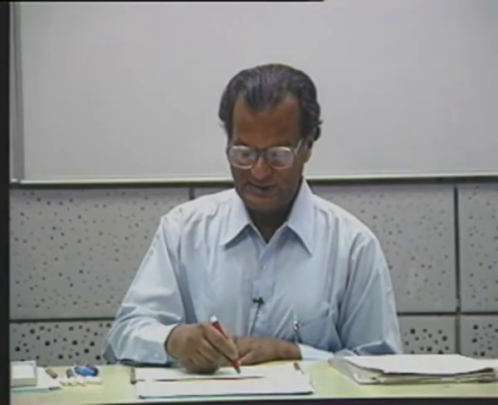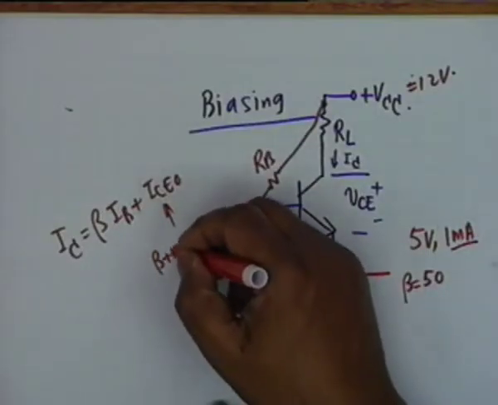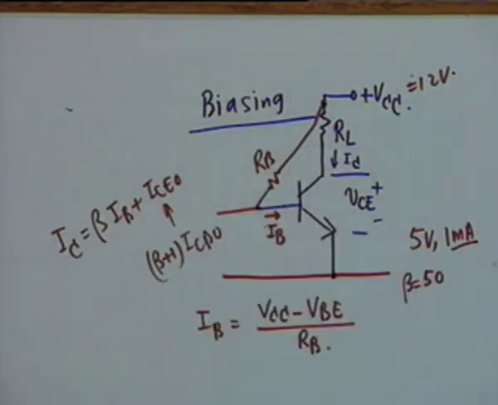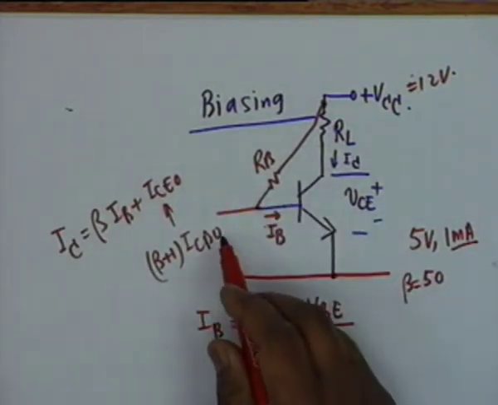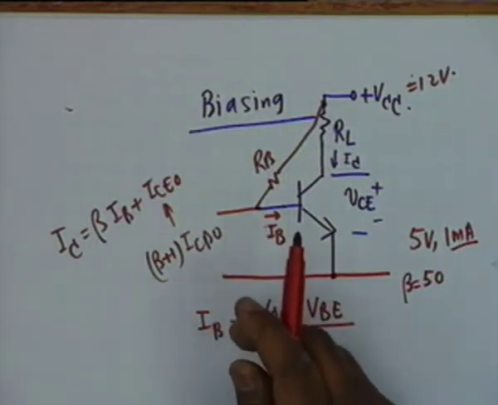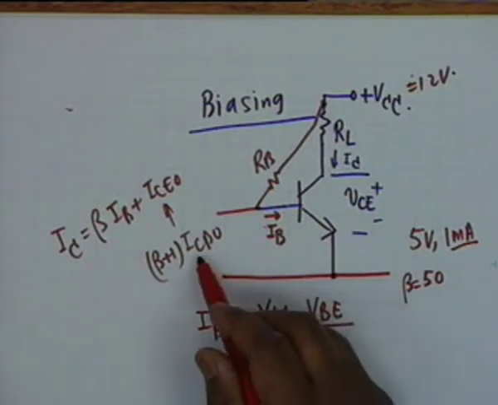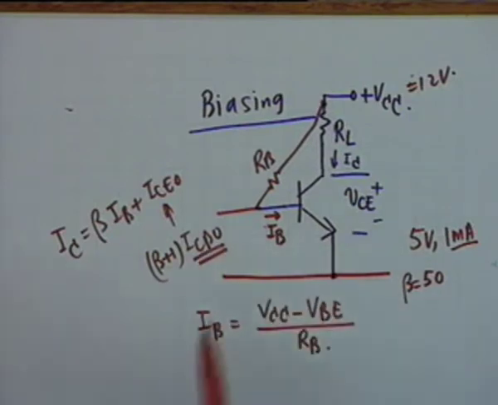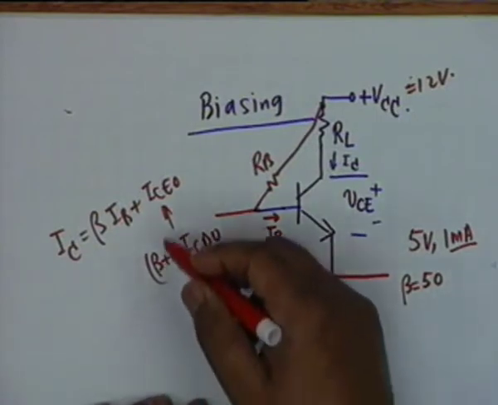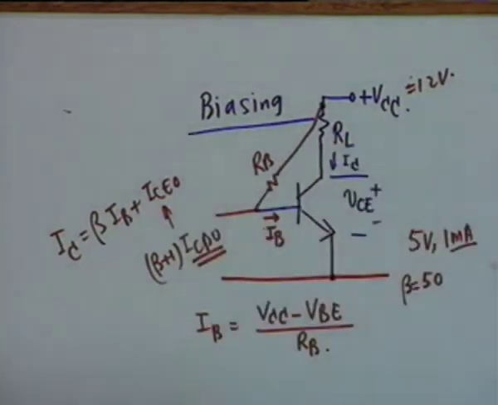Similarly, as you see, ICEO is beta plus 1 times ICBO, and as soon as temperature changes, ICBO, as you know, doubles for every 10 degrees centigrade rise in temperature. The law of variation of ICBO approximately is that it doubles for every 10 degrees centigrade rise of temperature, and therefore if temperature changes, then ICBO rises, this quantity changes, and therefore once again the Q point goes bad.